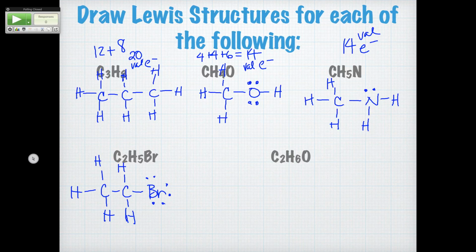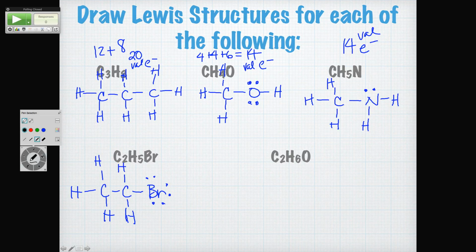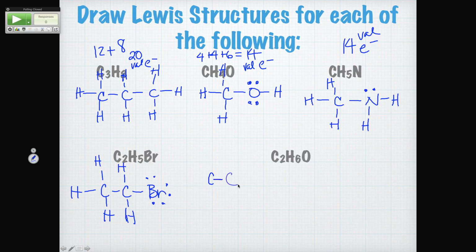So what'd you get for this one? See if I can make that smaller. Here, we'll stick with blue. Okay, so what did you do? I'll give you a hint. Carbon bound to carbon. Okay, then bound to the oxygen. One hydrogen on the oxygen. Rest on the carbons. Two on the middle. Three on the end. Two lone pairs on oxygen.